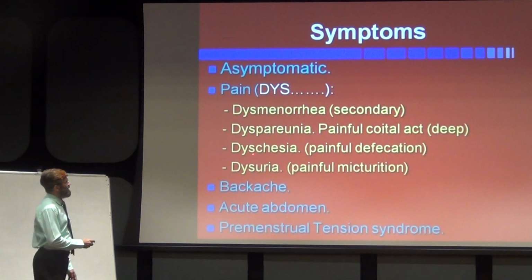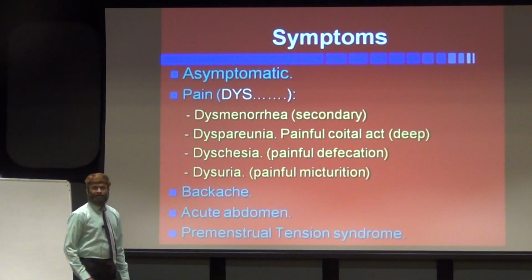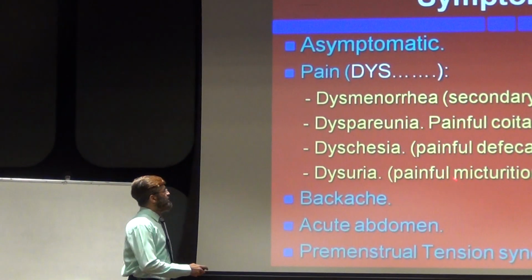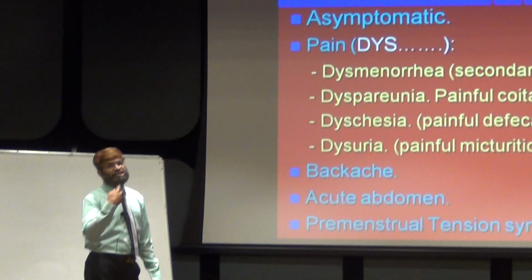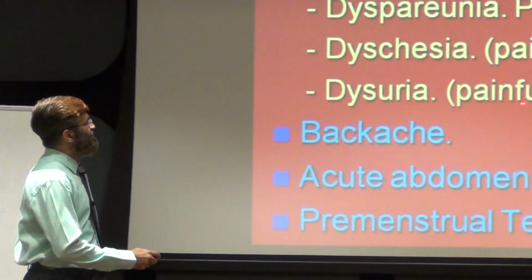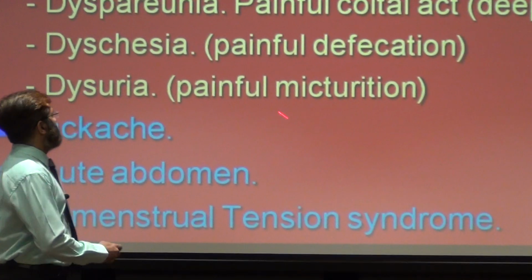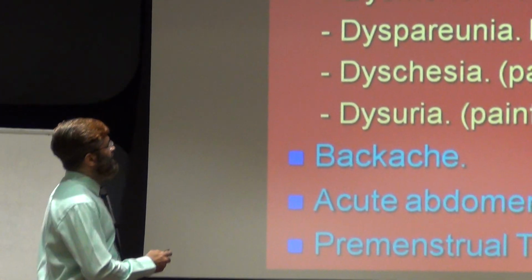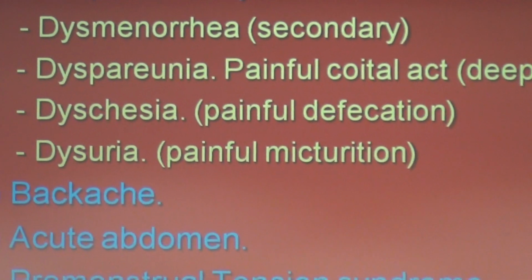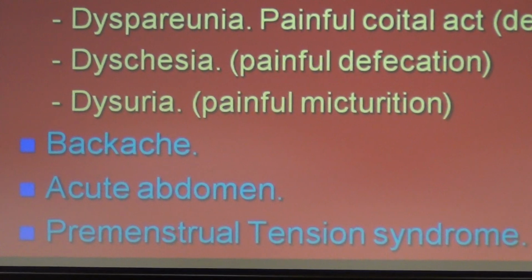The third dys or pain is dyschezia. Dyschezia means painful defecation, because the implants may be associated, the rectum may get involved, leading to painful defecation. And if anterior involvement of bladder or urethra occurs, it leads to dysuria, that is painful micturition, pain during urination. So the four pains to be remembered are secondary dysmenorrhea, dyspareunia, that is deep, dyschezia, that is painful defecation, and dysuria, that is painful micturition.